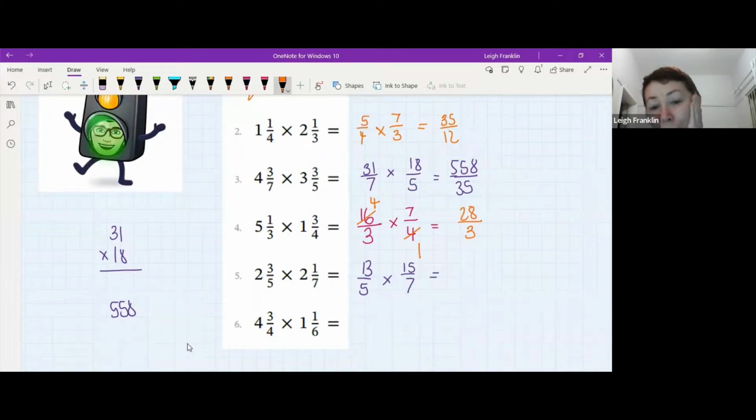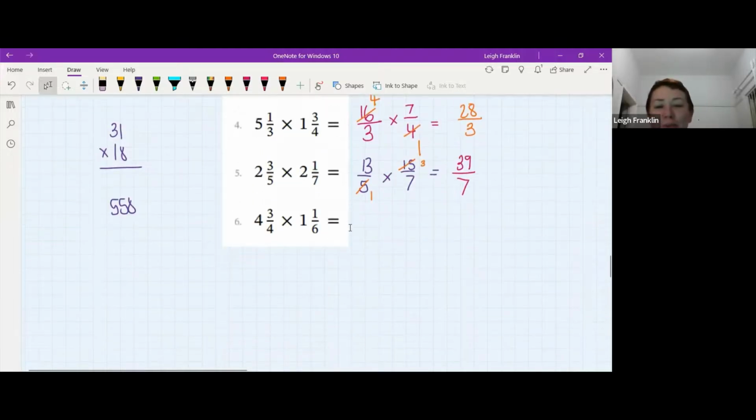So you can look at 5 and 15. Lovely, Olga. What are you going to write? So 5 can go into itself once and 5 can go into 15 3 times. Beautiful. Well done, Olga. Finish it off now. That's great. 13 times 3, 39. Beautiful. Over? 7. That's it. You did it. Well done, Olga. That's really lovely. Good job.